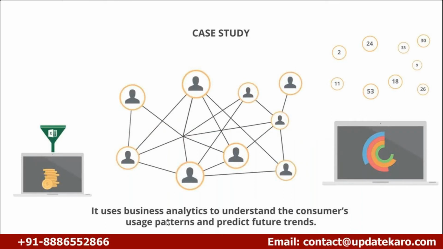See here, these are the customer base, and these are the numbers, and these are the analytics that we are going to make out of those numbers. It uses business analytics to understand the customer's usage patterns and predict future trends. So I understood that today's trend says that according to today's sales, people are buying iPhone 12. Now Amazon will say, guys, in the upcoming one month, I will purchase more and more inventory.